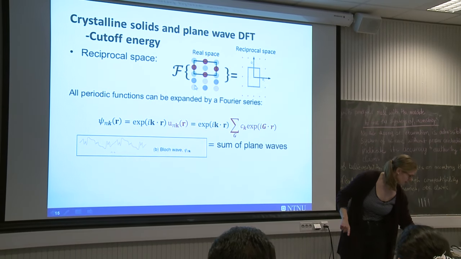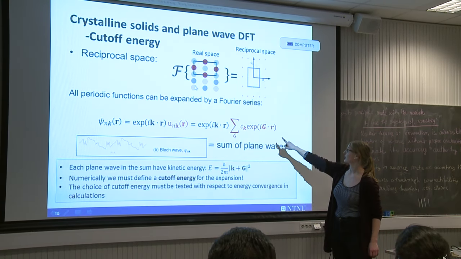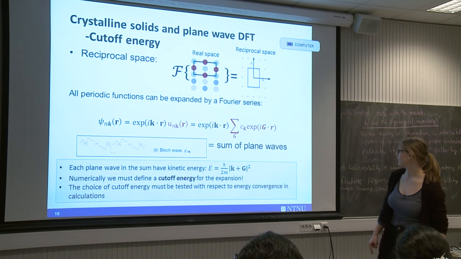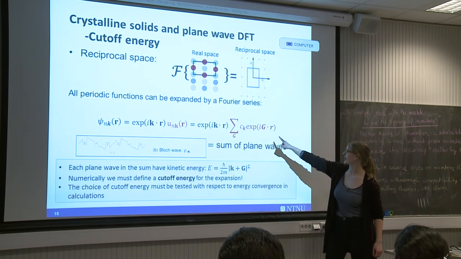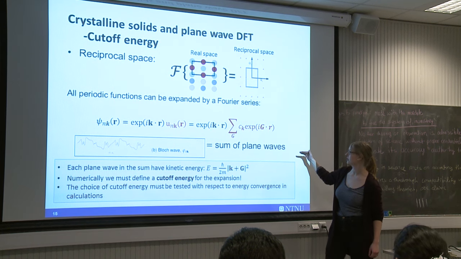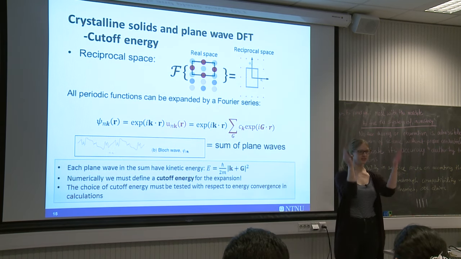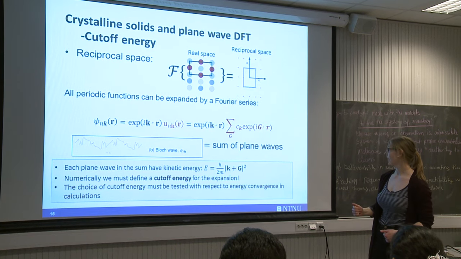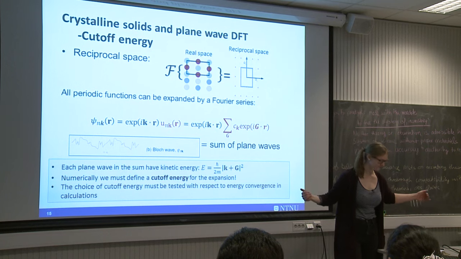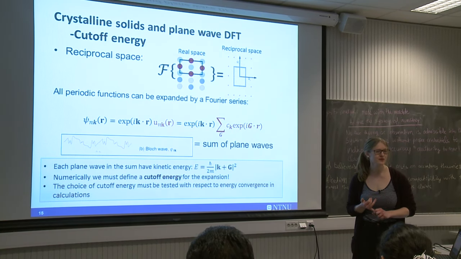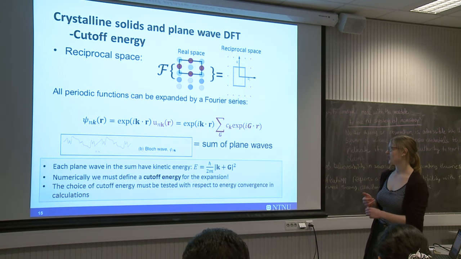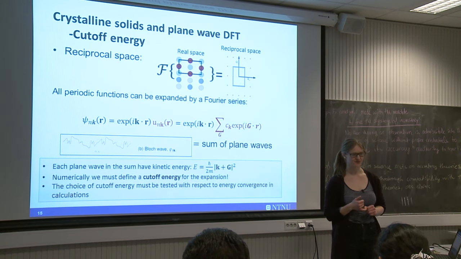Anyway, the wave vector actually turns out to be some reciprocal lattice vector, right? And if you multiply this in here, you see that the Bloch wave can be represented as a sum of plane waves, which have a wave vector of G plus k, and then you sum over an infinite number of reciprocal lattice vectors. The problem numerically is, of course, that you cannot deal with infinite sums.